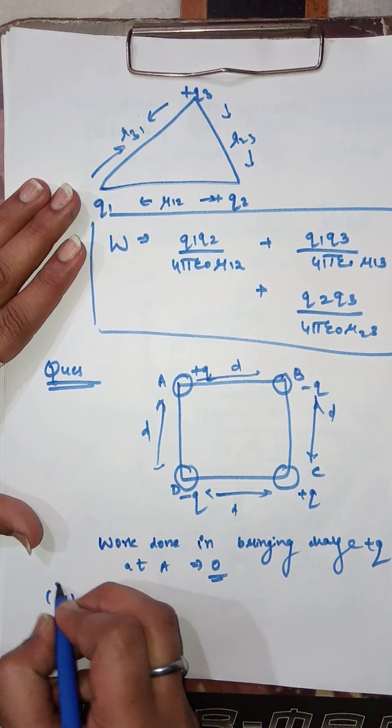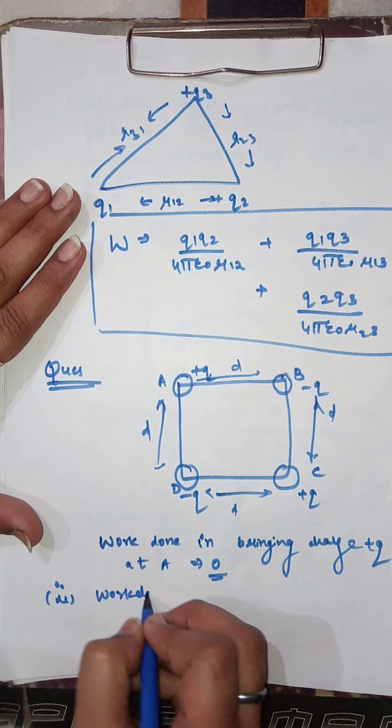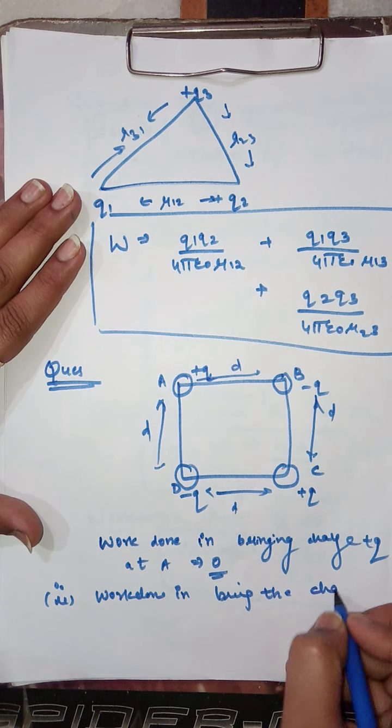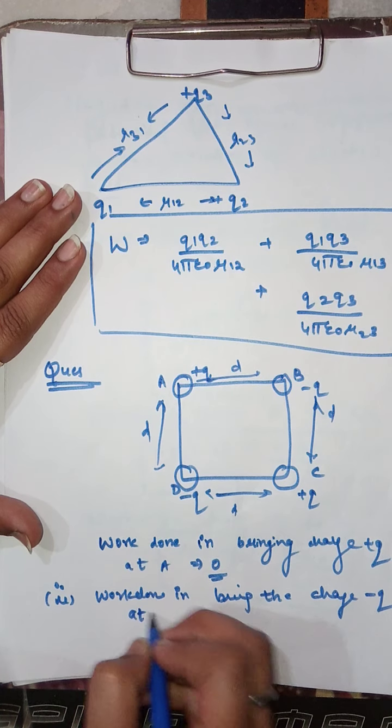Second thing is work done in bringing the charge minus q at point B.